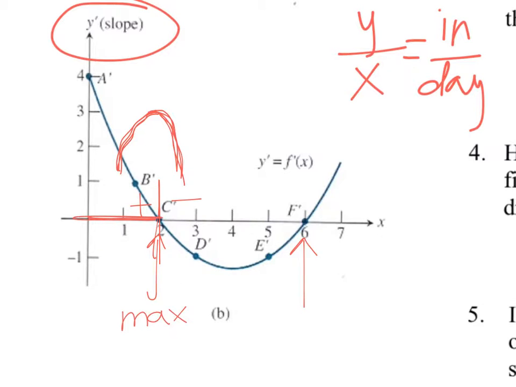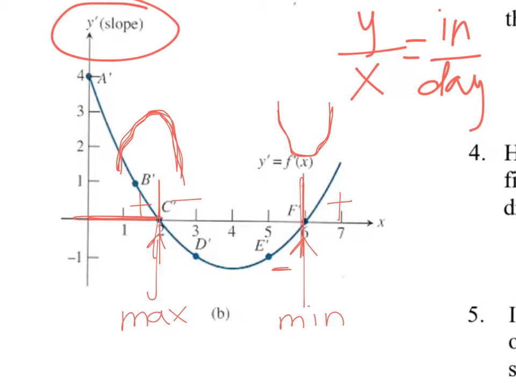Okay, now on the other one at 6, what's happening on the left side of 6? Is the graph positive or negative? Negative, because it's down here. And then on the other side, it's positive. So that means my original graph, f, is going from decreasing to increasing. So what's happening there must be a minimum.